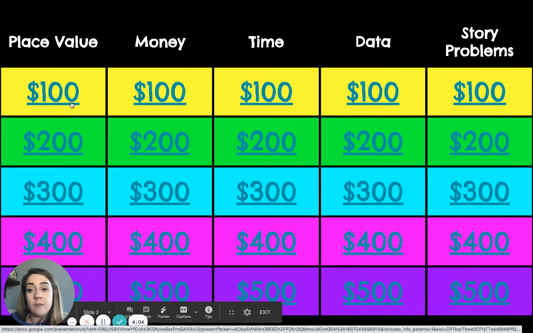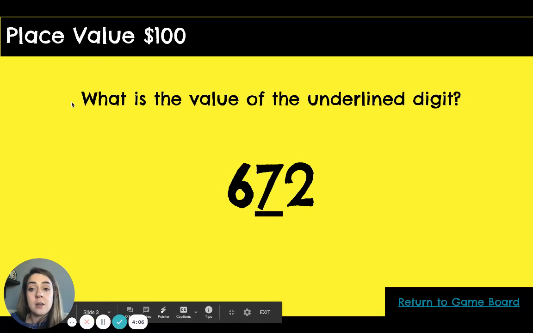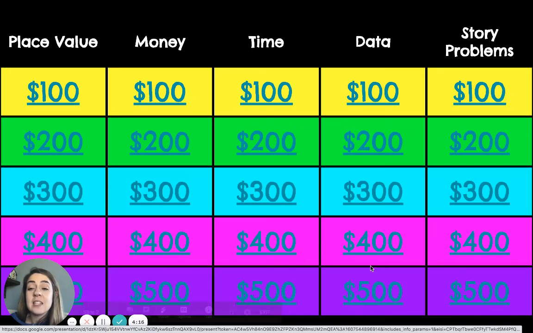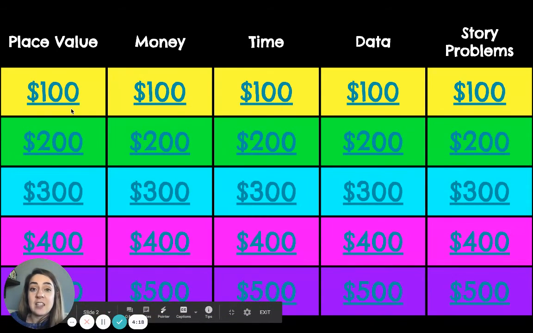So place value, if I wanted to answer place value 100, what is the value of the underlined digit? 70. Once I'm done answering that question, I return to game board. If I get that question right, I get 100. If I get that question wrong, I don't get any money.